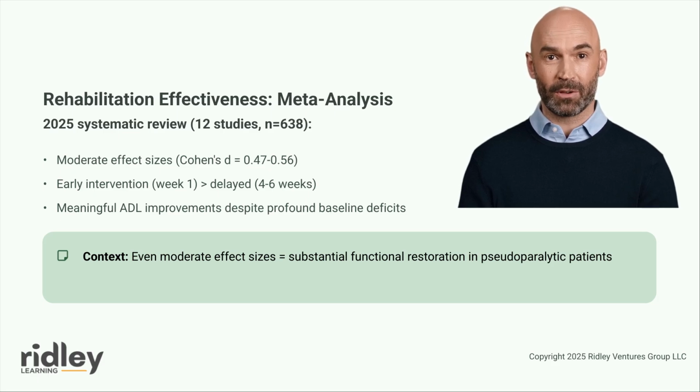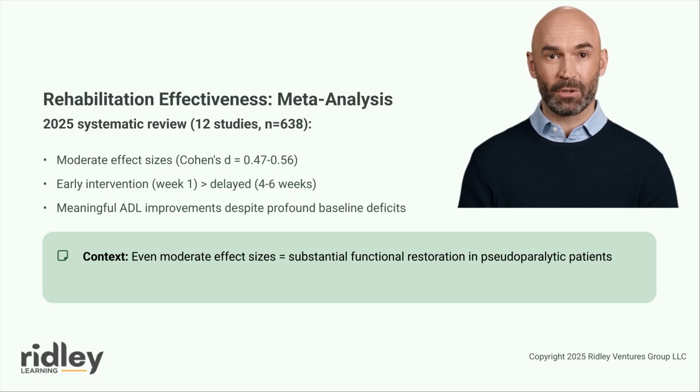Systematic reviews evaluating physiotherapy interventions after reverse arthroplasty have quantified the effectiveness of rehabilitation using meta-analytic techniques. A 2025 systematic review of 12 studies involving 638 patients found that multimodal physiotherapy programs combining progressive exercise, manual therapy, and patient education produce moderate effect sizes, with Cohen's d values of 0.47 to 0.56 for improvements in function, range of motion, and quality of life.